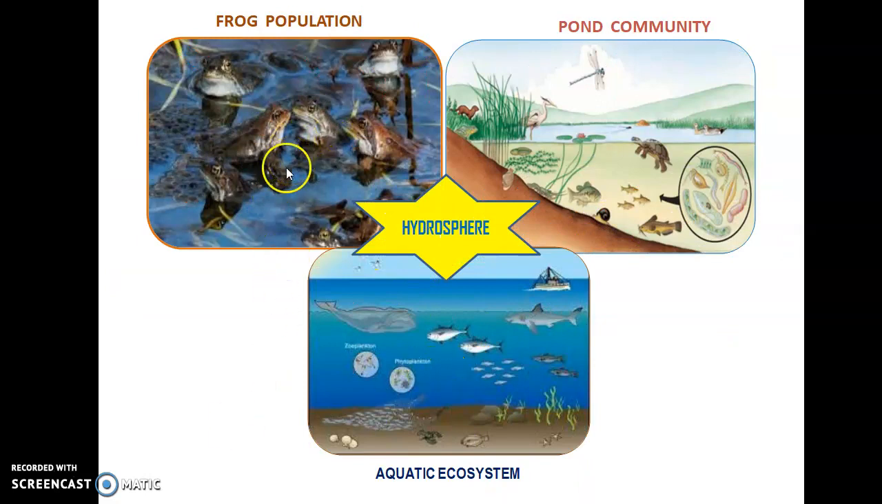Then this is an example. This is a frog population. Here you can see only frogs. It is a pond community. Here you can see different kinds of organisms. A dragonfly is there, a frog is there, a tortoise is there, fish is there, snail is there, and a lot of microorganisms are there, and they interact with each other and form the community. Here it is pond community, and this is an aquatic ecosystem. Here all these organisms like whales, fish, and plants are interacting with the water. They form the hydrosphere of the biosphere. These are the common examples I have cited for you.